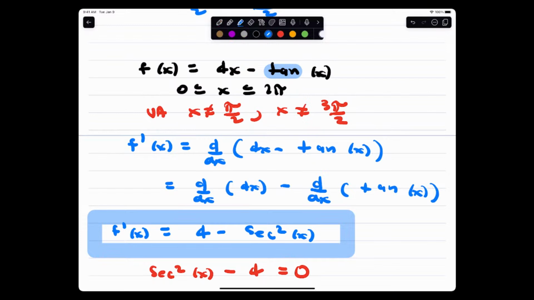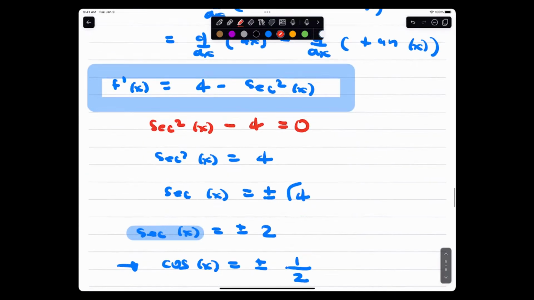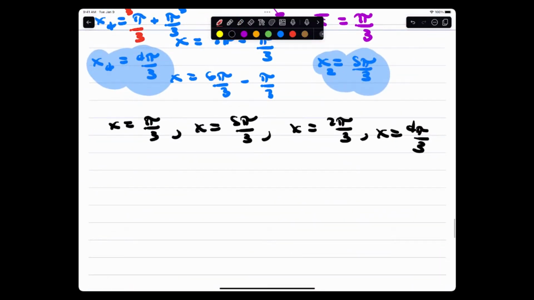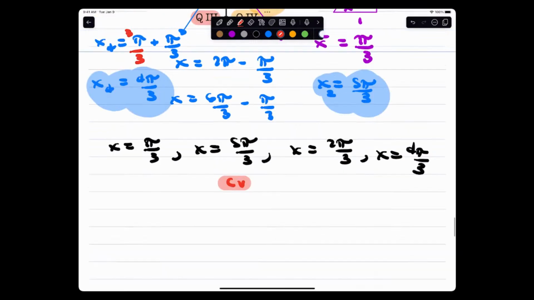Because the interval that's restricted is 0 to 2 pi. Double check, I think I'm correct. Is that right? So does that mean that these numbers are critical values then? Yes, good. Critical values. Okay. However, do we have any other critical values?